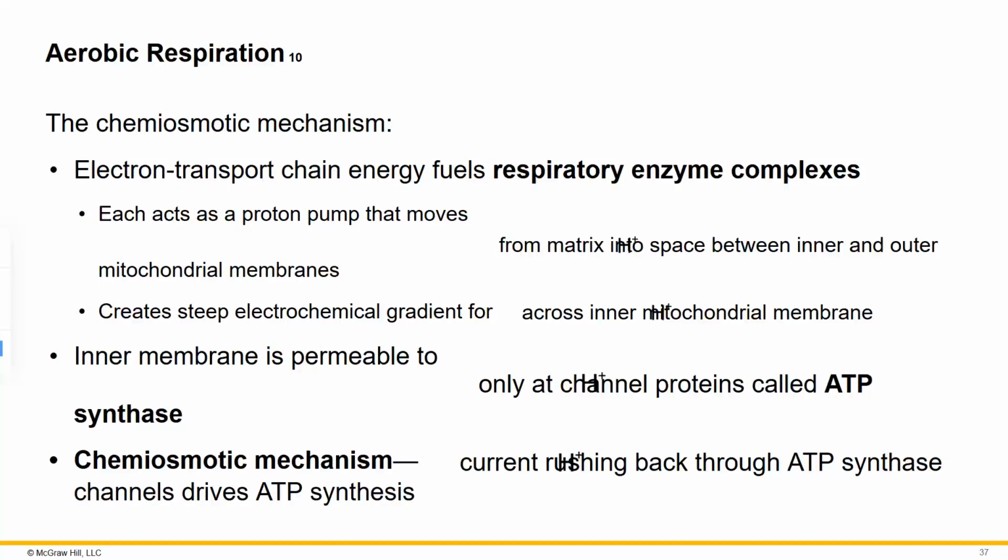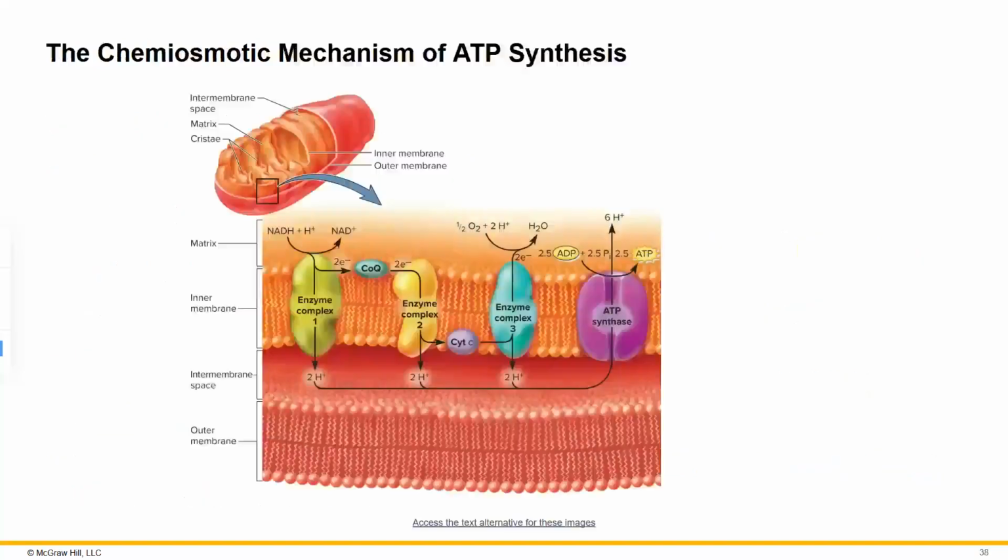The chemiosmotic mechanism. So the electron transport chain energy fuels respiratory enzyme complexes. The inner membrane is permeable to hydrogen ions only at channel proteins called ATP synthase. Chemiosmotic mechanism: current rushing back through the ATP synthase channels drives ATP synthesis.